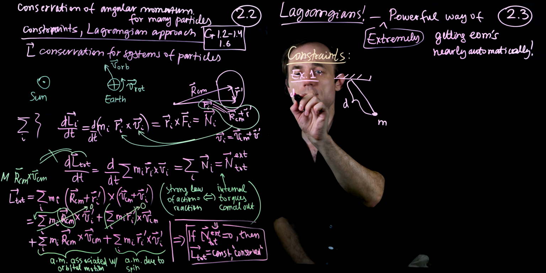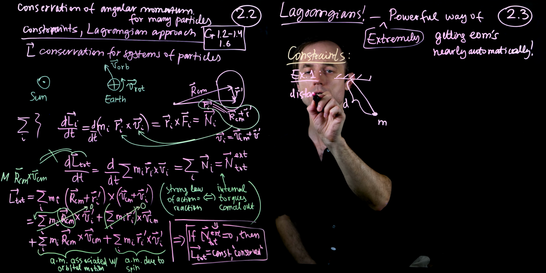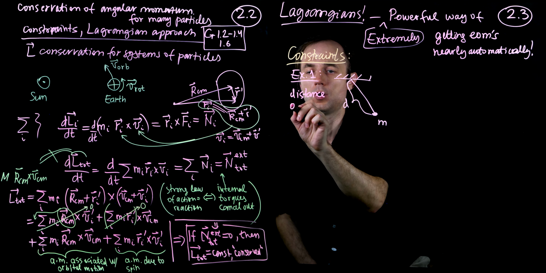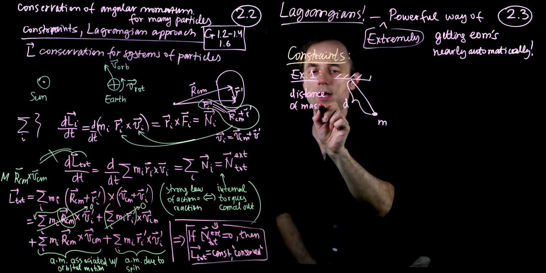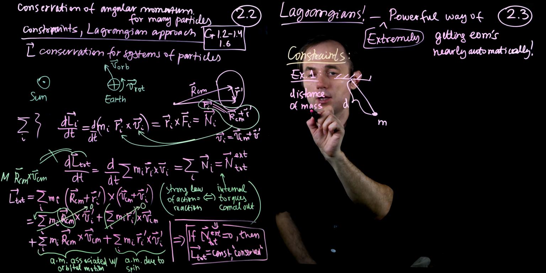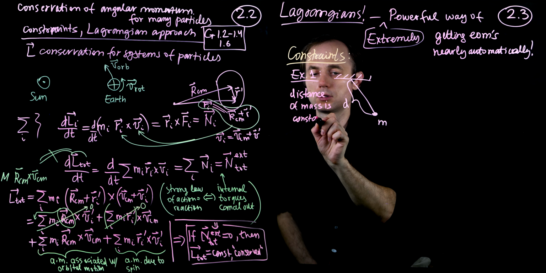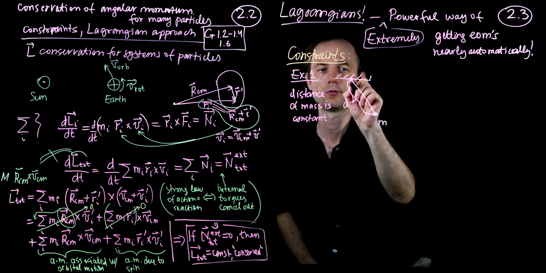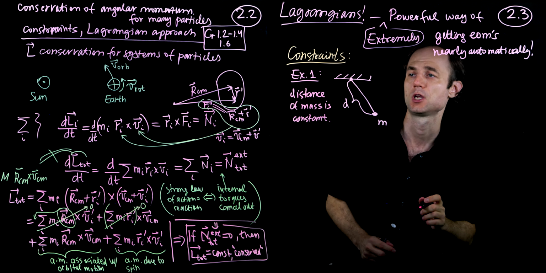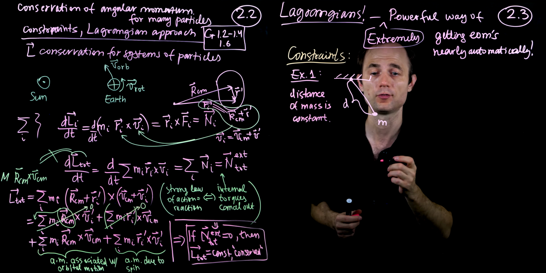So the distance of the mass is constant from the point of attachment. So this is an example of a constraint.